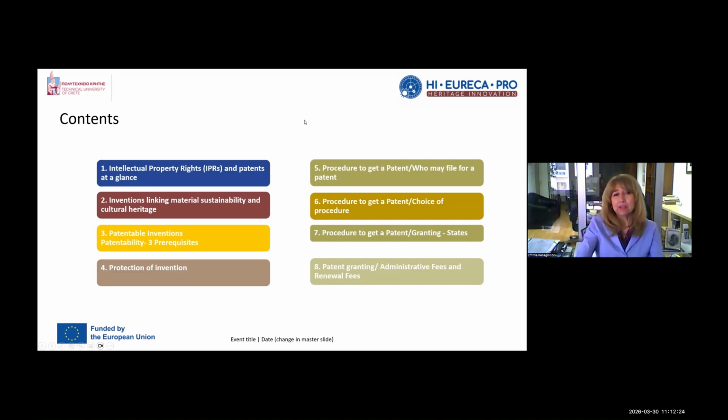First we shall see the intellectual property rights at a glance, just an idea what the intellectual property rights, the IPRs, are. Then some examples of the inventions linking material sustainability and cultural heritage, just examples. Then we shall see the 3 prerequisites that have to be present, all the 3 of them, in order to get a patent. And then we shall go to the protection of the invention and the procedure to protect it, how you get a patent.